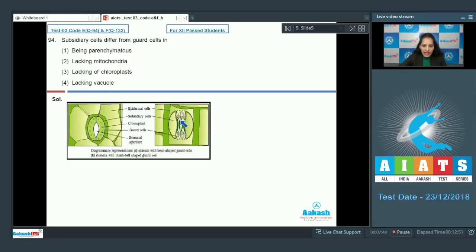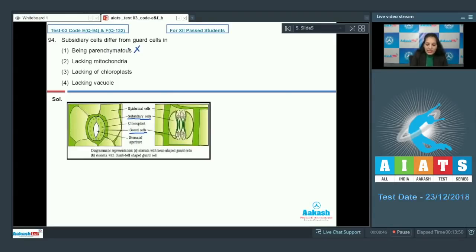And here, these are the dumbbell-shaped guard cells in monocots. The guard cells are surrounded by these subsidiary cells. Here you can see in monocots, these are the two subsidiary cells. And here in dicots also you can see these green colored subsidiary cells. So you have to tell how these subsidiary cells are different from the guard cells. So first is being parenchymatous in nature. No, the subsidiary cells and the guard cells both are parenchymatous in nature. So this option is ruled out.